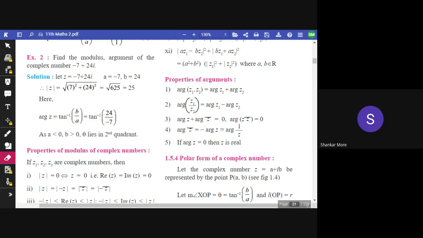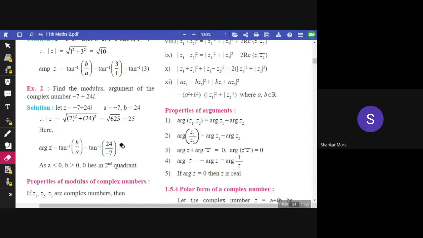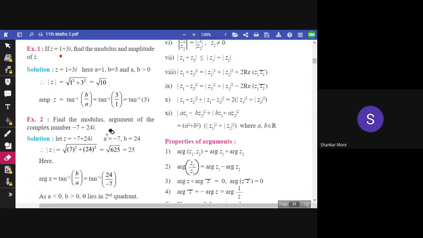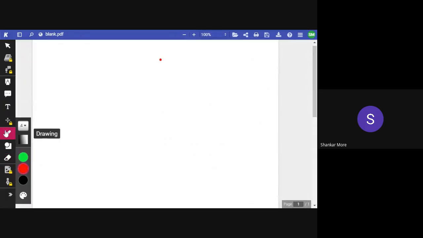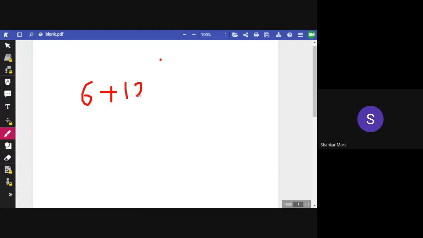Before going into the properties of the complex number, I want to give you another example to find the modulus and the amplitude. I'm just showing you the screen. This is your complex number, 6 plus 12i. So find its modulus as well as its amplitude or argument.